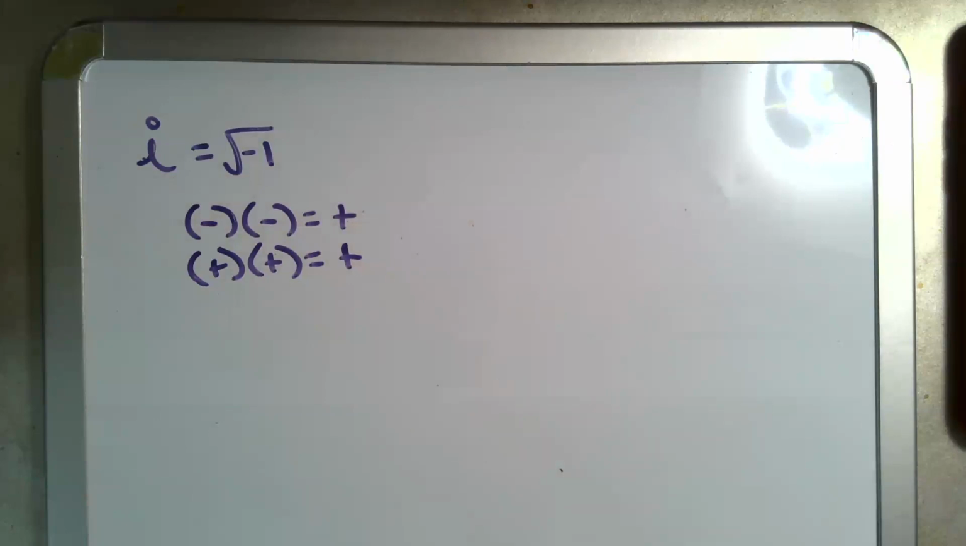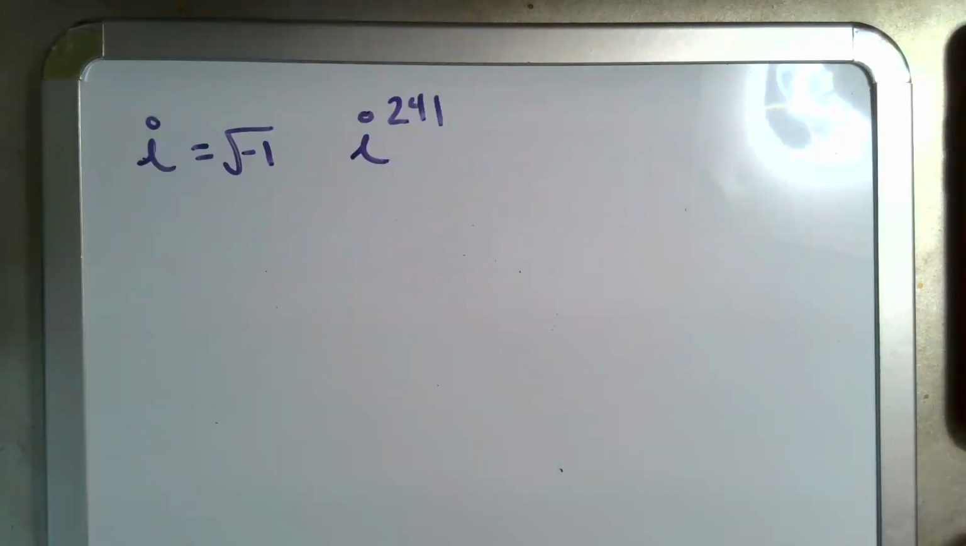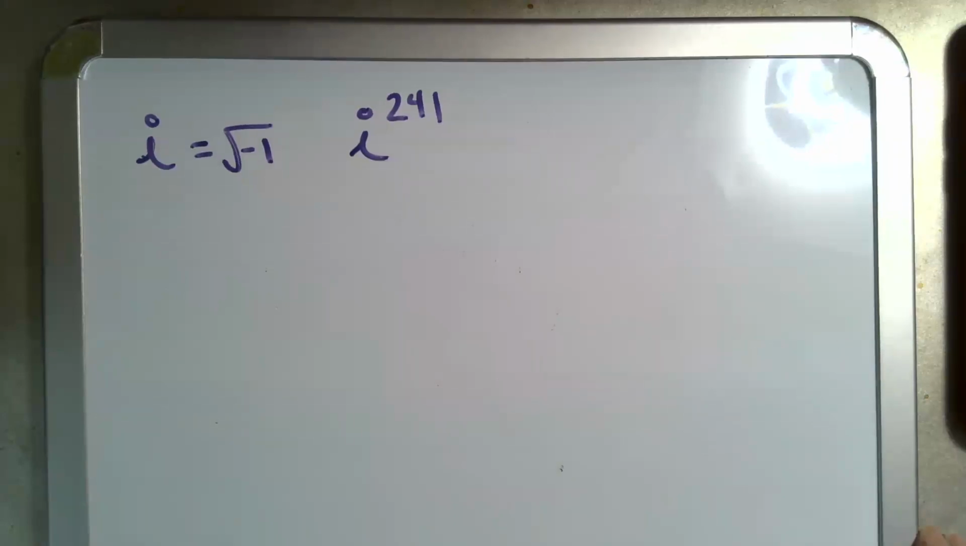So now, back to our original problem, i to the 241st. Well, i repeats itself every 4 powers. So let's take a look at the first 4 powers of i. So i to the 1 is just i. Anything to the 1 is itself.